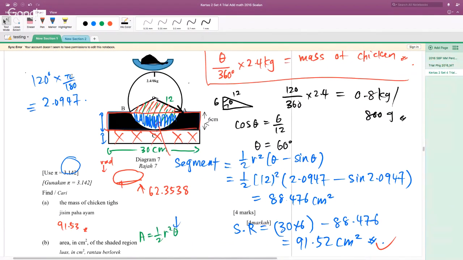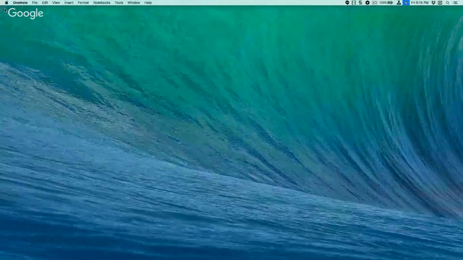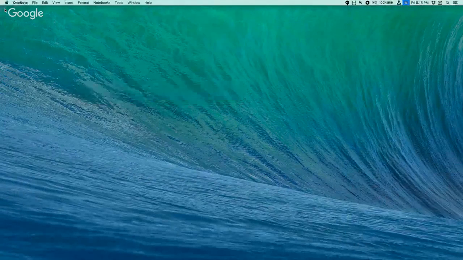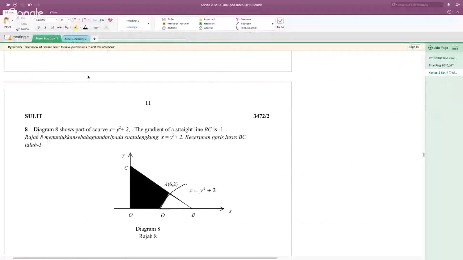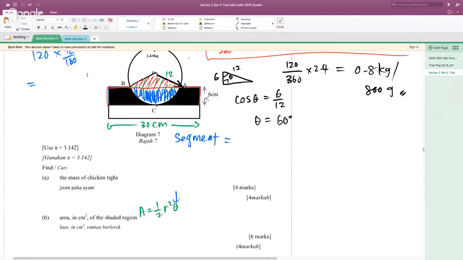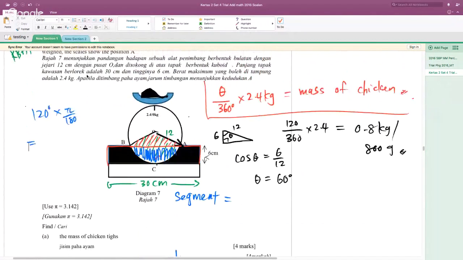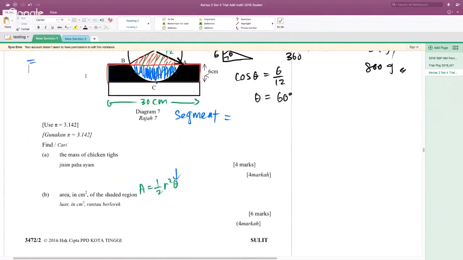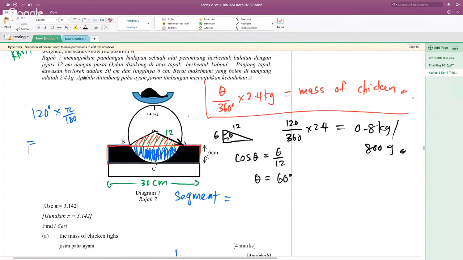Is C in the cuboid also shaded region? Okay, let me just restart the OneNote because it's hanging terribly. Okay, OneNote. Yeah, some student asked, is C in the cuboid also shaded region? What do you mean by C in the cuboid? I don't see any C here, only A and B here. Okay, anyways, let me continue.